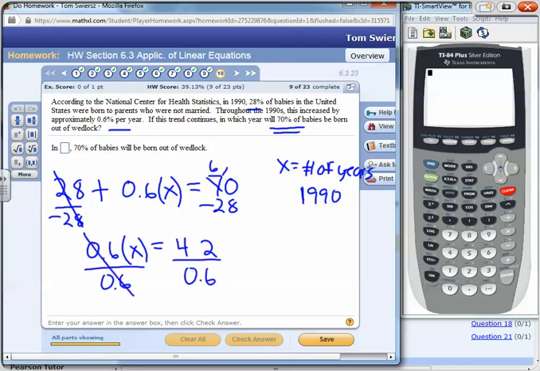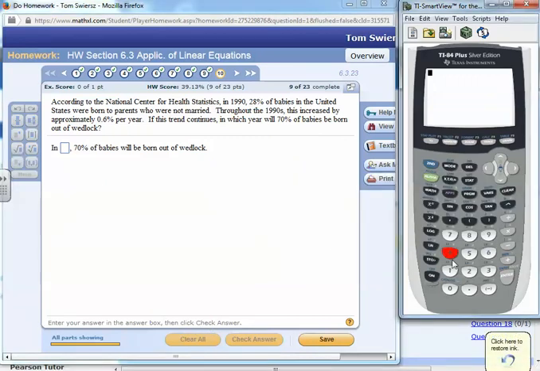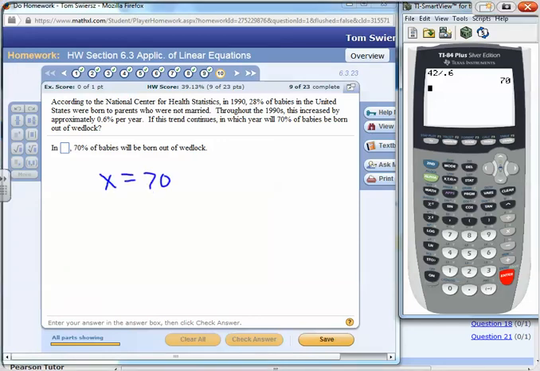To solve for x, to get the coefficient 1, we would divide by 0.6. So x is going to equal 42 divided by 0.6. If we do that on our calculator, 42 divided by 0.6 is 70. Now, be careful, that's not our answer. X equals 70, which was the number of years after 1990, right? So in which year? It's going to be the year 1990, and 70 years later, add 70.